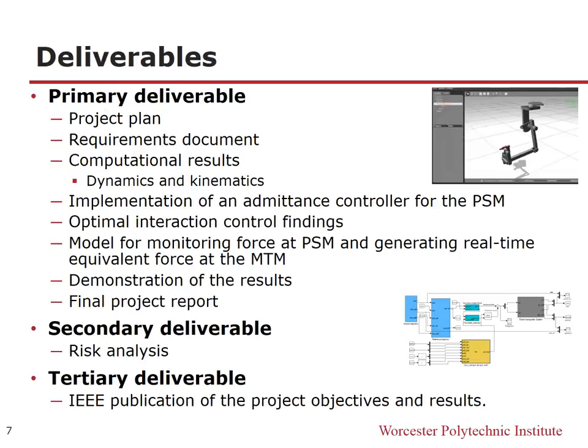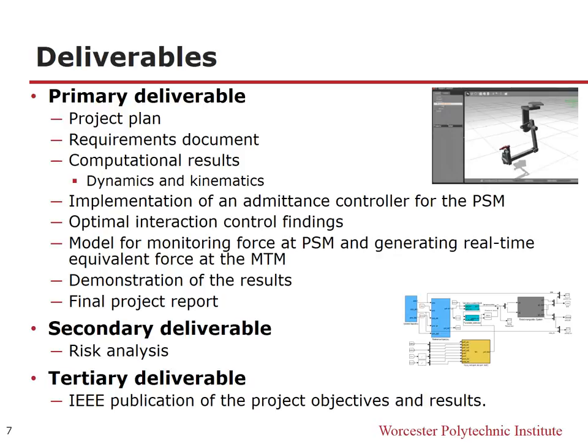Thank you, Akanksha. So for the project, here we have outlined our primary, secondary, and tertiary deliverables. We plan to obtain a thorough understanding of optimal interaction control, which will help us understand how to adjust the gains and damping parameters so as to find the optimal interaction control. We definitely aim to achieve the primary and secondary deliverable.